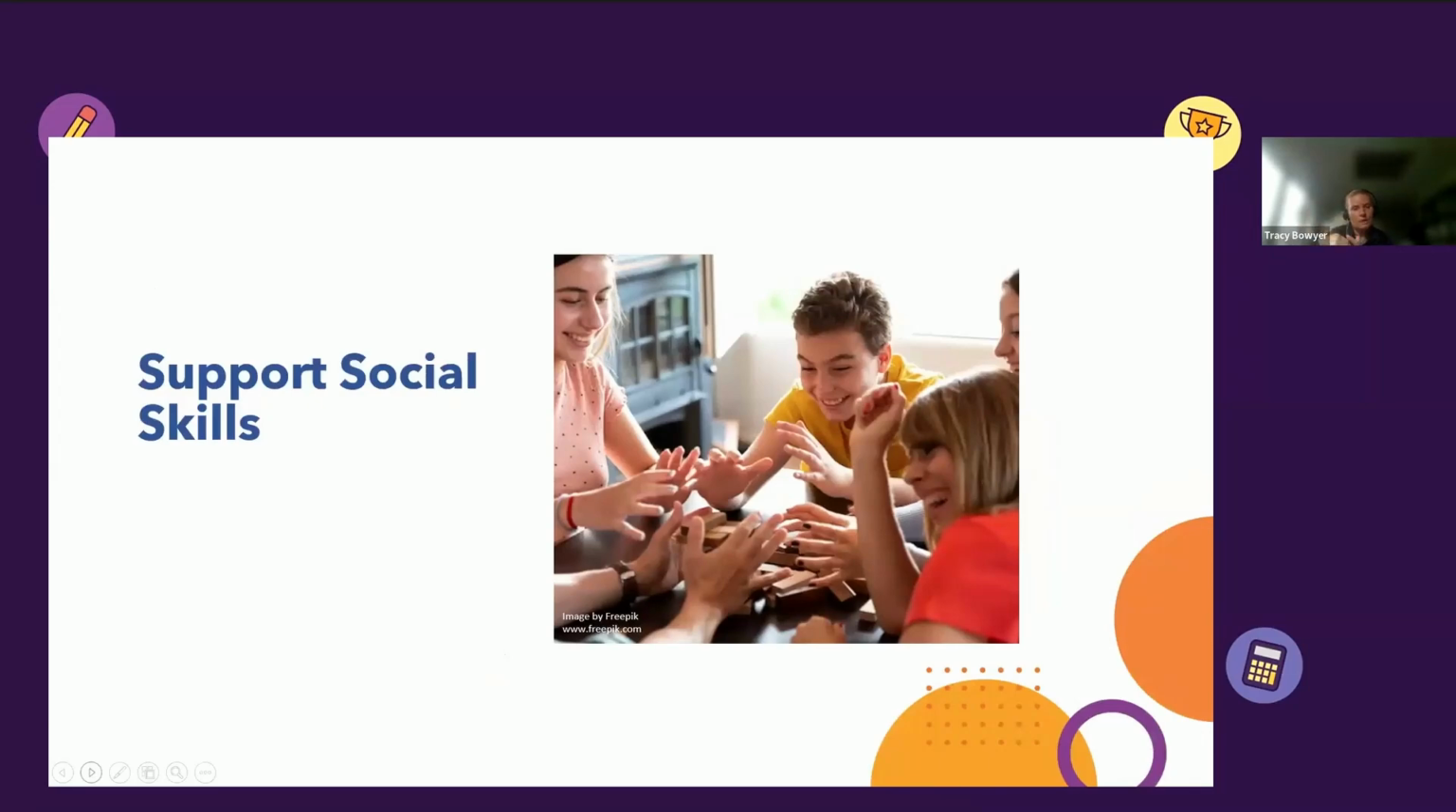So modeling, model those social skills. Our children learn by observation. They learn by watching us, observing others, especially us as parents. So model those social interactions, and demonstrate how you greet people.